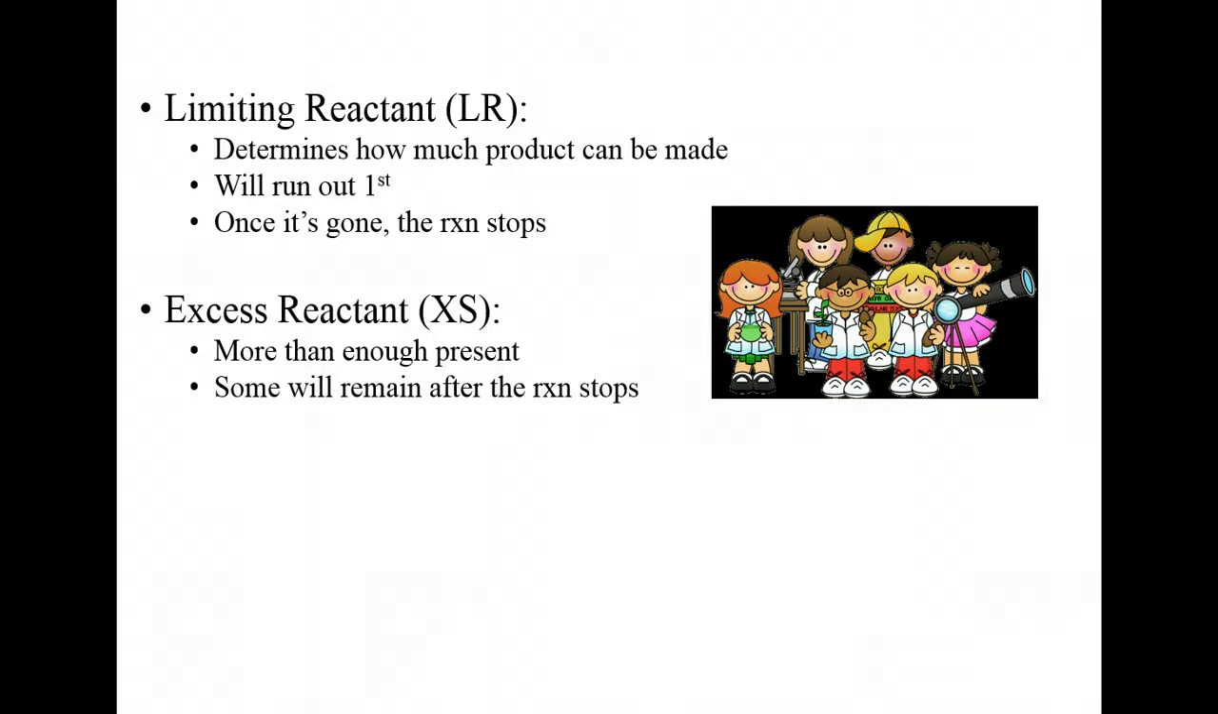So in that example, the limiting reactant would be the bread, because it limits us to making only 6 sandwiches and we'll run out of that material first. The cheese would be considered the excess reactant because I have more than enough cheese to make those 6 sandwiches and I'll have 2 slices of cheese left when my sandwich making is done.